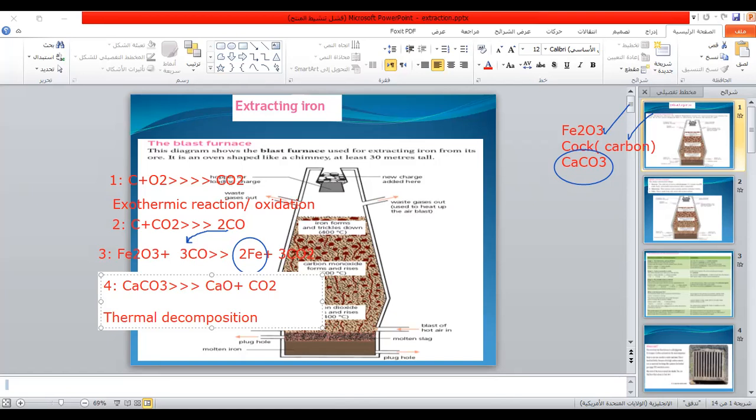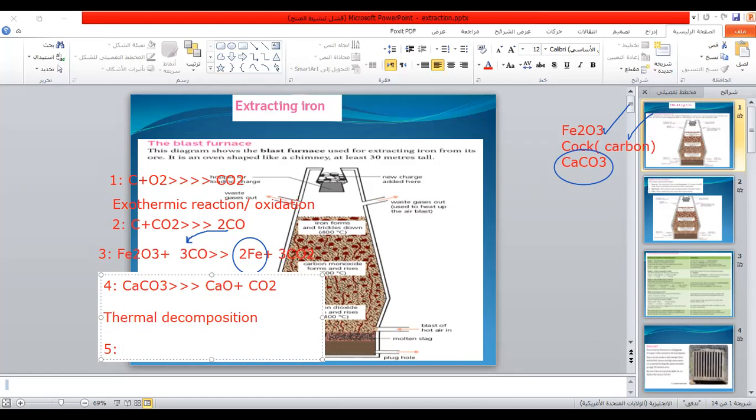From 5 years ago, there was a question about CaCO3. When CaCO3 decomposes to form CaO and CO2, what is the name of this reaction? This is a thermal decomposition reaction. Okay, so number 5, the last equation with me.